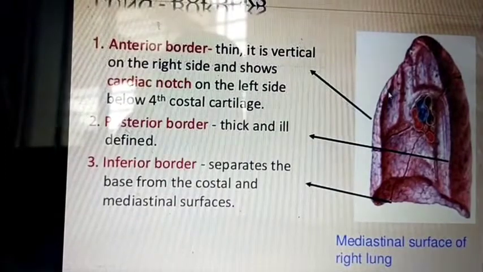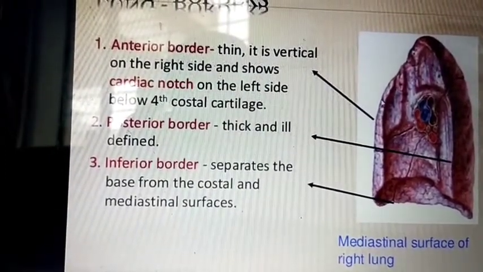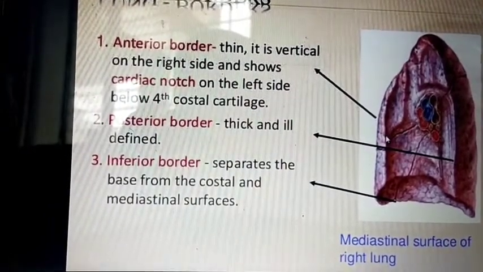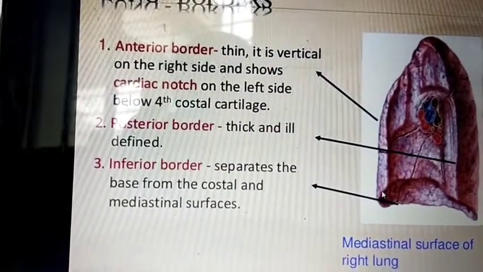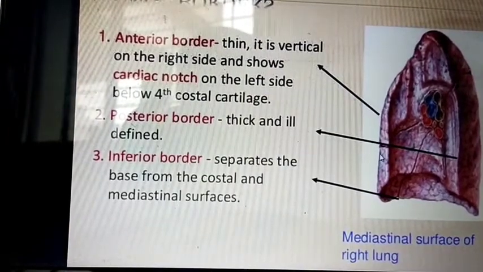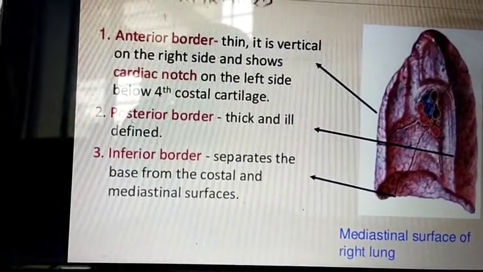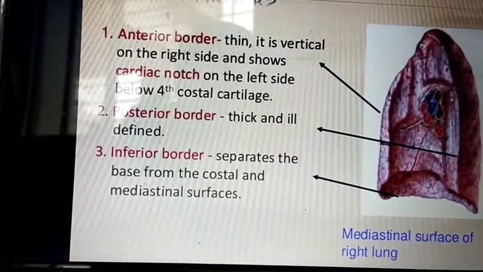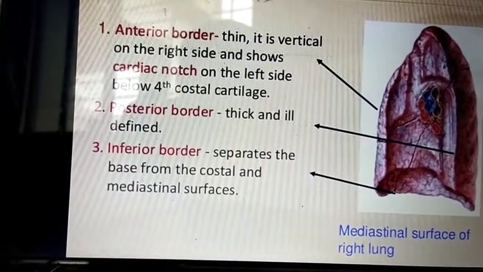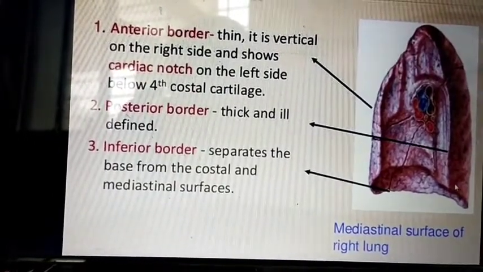The anterior border is thin and vertical on the right side, and shows the cardiac notch on the left. In the left lung, it shows the cardiac notch on the left side, below the fourth costal cartilage. The posterior border is thick and ill defined. Anterior border is thin and sharp. Posterior border is thick and ill defined.